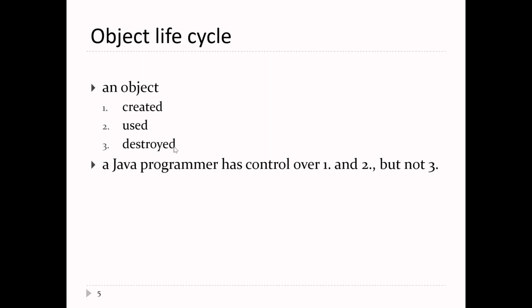In a language like C++, the programmer has to take care of all of these things, so they're responsible for the creation, the use, and the destruction of the object. In Java, you mostly create the object and then you use the object, but you don't care about destroying the object. The Java language takes care of disposing of unused objects on its own. Even the creation is much simpler than the creation in a language like C.